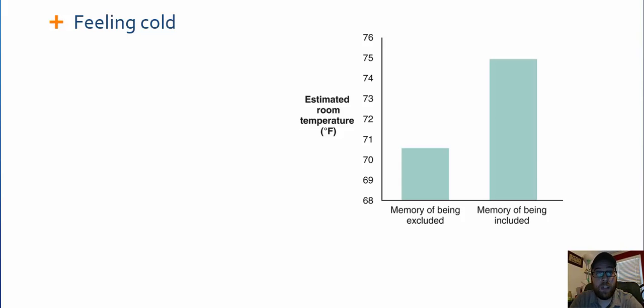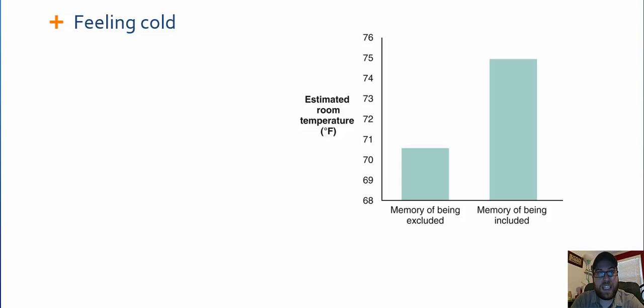That's the manipulated independent variable. One group is asked to think about times when they feel socially included, and another group is asked to think about times when they feel socially excluded. Afterwards, we ask both groups to estimate the temperature in the room. So I ask the group who's been included to think, what's the temperature in the room right now? How warm does it feel? And I ask the group who's been excluded to think, what's the temperature in the room right now? How warm does it feel?